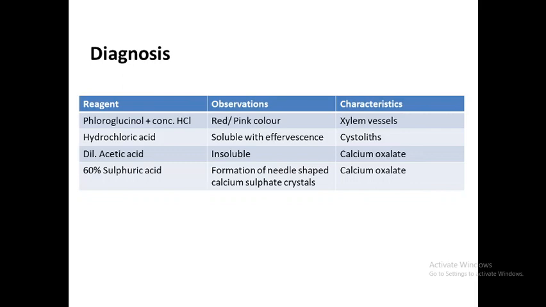Next, just see the diagnosis. In presence of phloroglucinol and concentrated HCl, the lignified xylem vessel shows the pink or red color. In presence of hydrochloric acid, the cystolith in the plant is soluble with effervescence. In presence of dilute acetic acid, the calcium oxalate crystals are insoluble, and in presence of 60% sulfuric acid, the needle shaped calcium sulfate crystals are formed from calcium oxalate crystals.